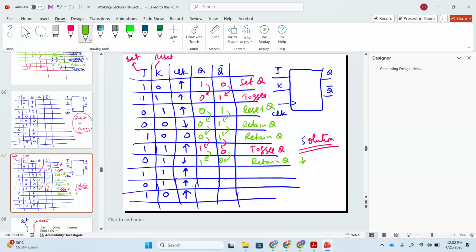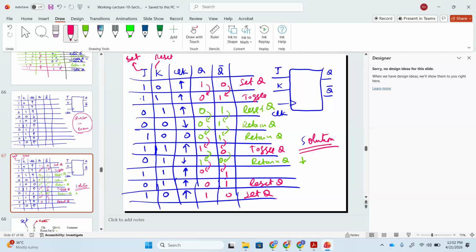And then we have 1 1, we will toggle, so I will use the red color. It will toggle, it will become 0, it will become 1. And then we have 0 1, which is actually reset. So we say reset Q. 0 1 is reset Q. And 1 0, there is a rising edge of the clock, set Q. So it is actually 1 0 and it is set.